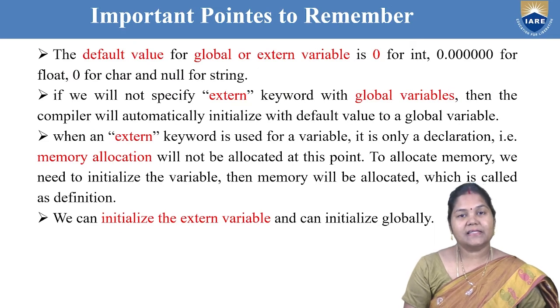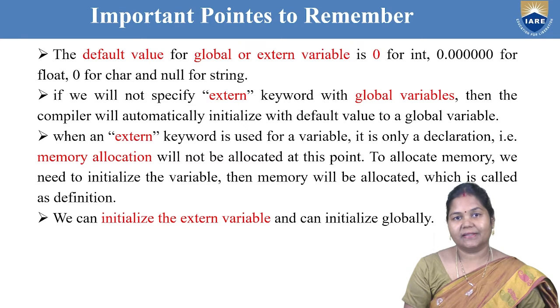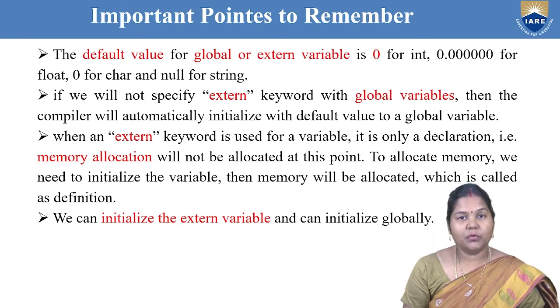Now, let us summarize and understand some of the important points regarding the storage classes. First, if you declare a variable to be of global or extern type, what is the default value? The default value for a global or extern variable is 0 if it is an integer variable, 0.000000 up to 6 decimal places for float type variables, 0 for characters and null for strings.